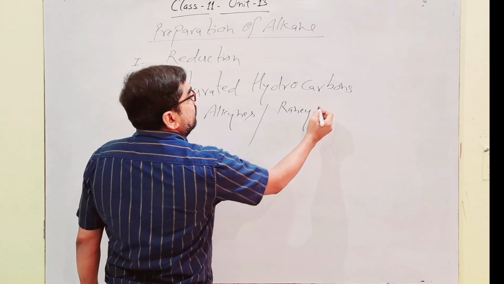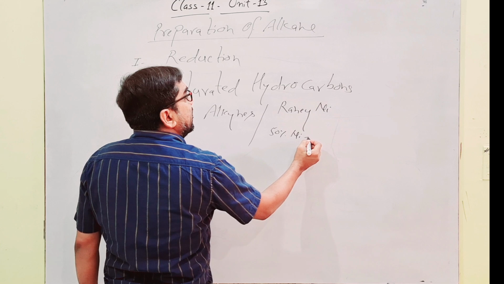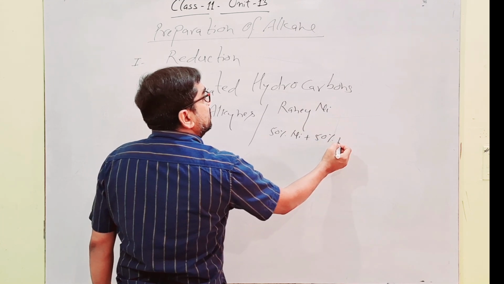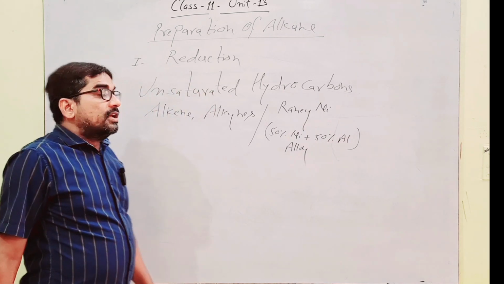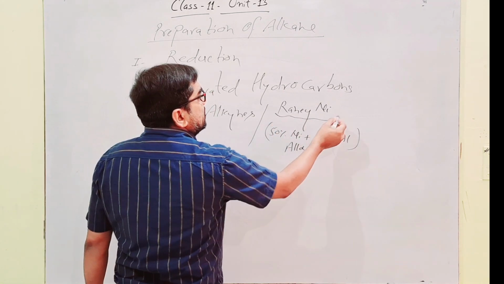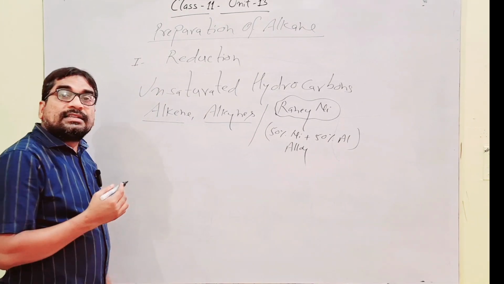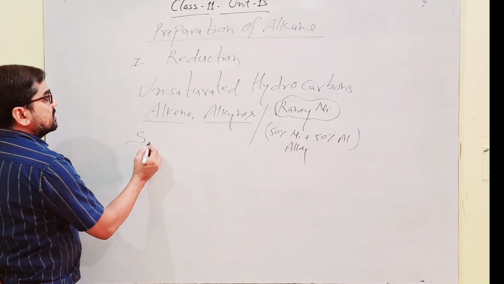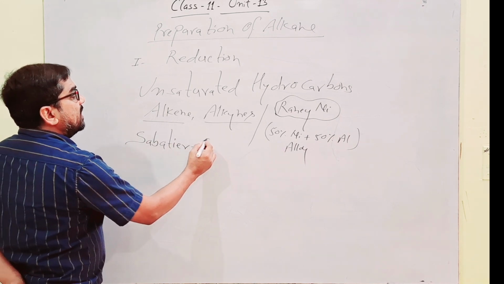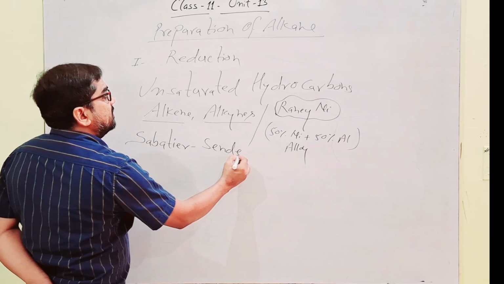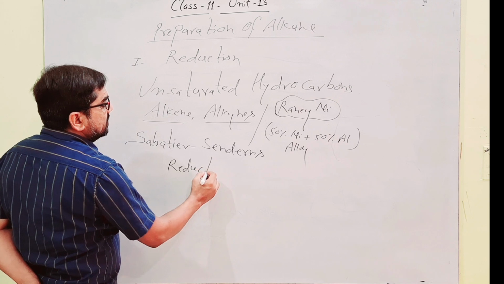Whenever reduction of alkenes and alkynes is carried out in presence of Raney-Nickel. What is Raney-Nickel? An alloy with 50% nickel and 50% aluminium. Whenever Raney-Nickel is utilized as a reducing agent for alkenes and alkynes, this reaction is termed Sabatier-Senderens reduction. So note down this naming reaction, students.